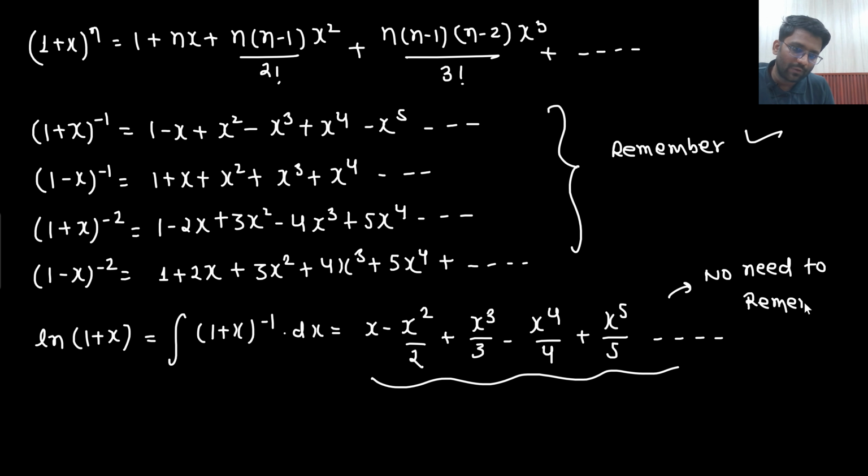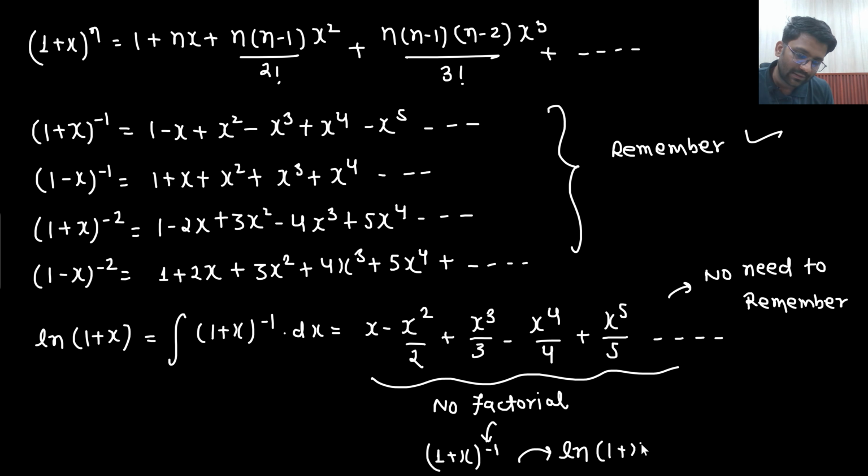But one point you will notice here. What is the point that you will notice here? Here there is no factorial. So in the examination, if there is no factorial, what will you think? First you will think of 1 plus x to the power minus 1. Using 1 plus x to the power minus 1, can you find out ln 1 plus x? Yes sir. So ln 1 plus x will not have any factorial.